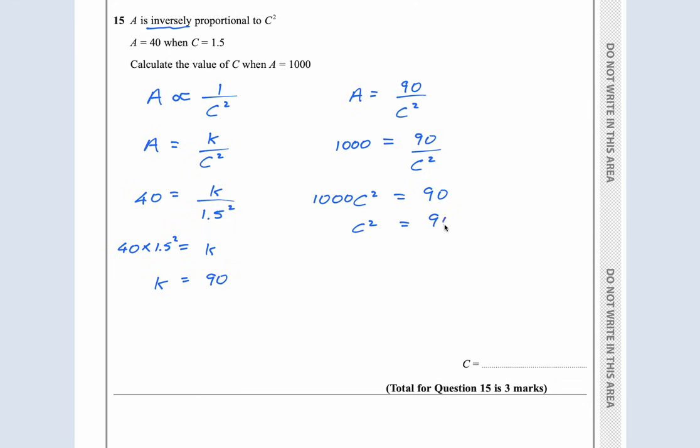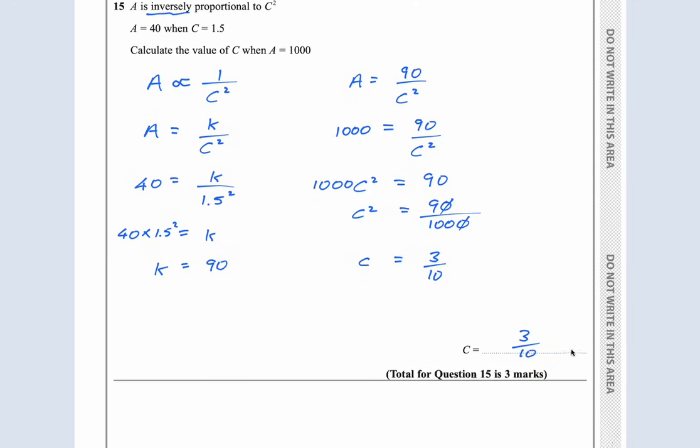So C squared is 90 over 1,000. And C is the square root of 90 over 1,000. Guys, I can do that in my head. Watch this. Cross out the zeros, divide it by 10. Square root of 9 is 3, and the square root of 100 is 10. Obviously, you could do that with your calculator as well. So it's just 3/10.